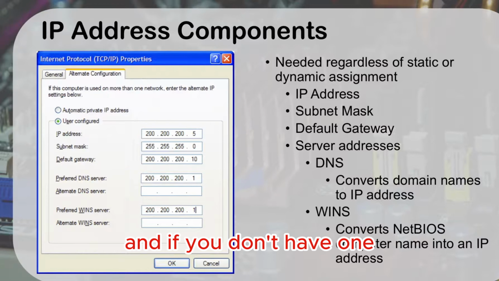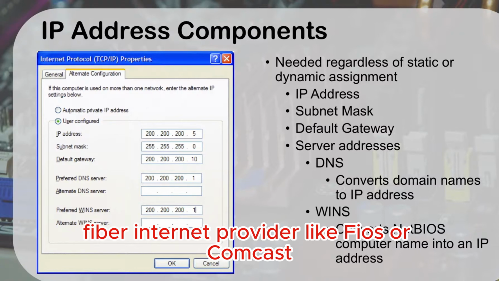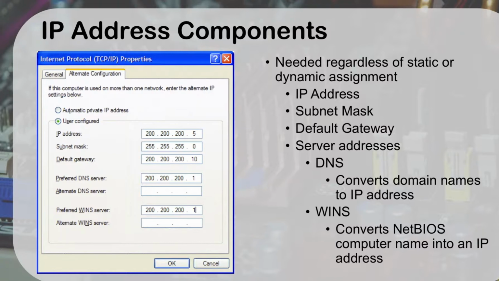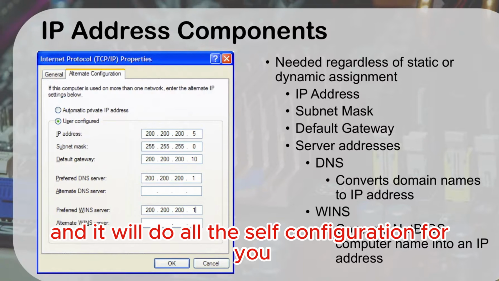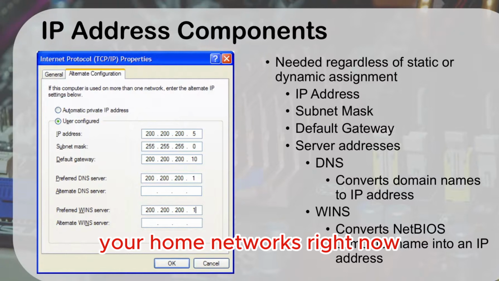If you don't have one, your DNS server is actually set to your cable modem or fiber internet provider like Fios or Comcast. They'll provide DNS for you as part of your package. But again, if you want to make this easy, you just go ahead and do DHCP and it will do all the self-configuration for you, which is what you're probably using in your home networks right now.